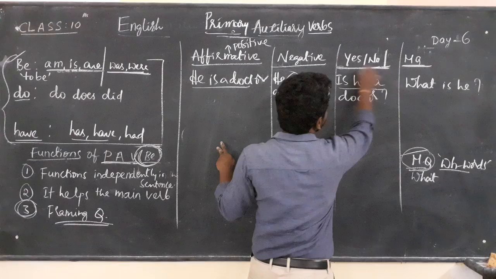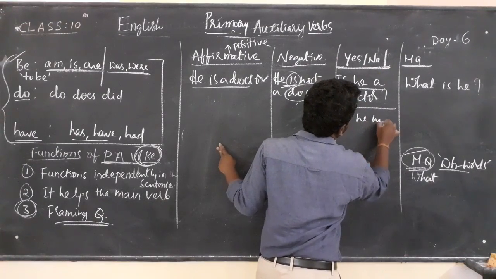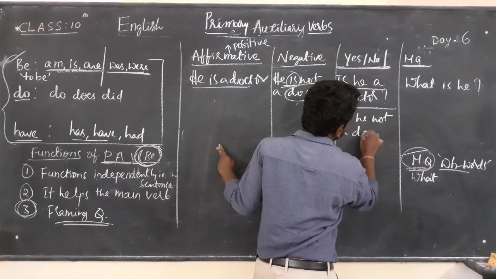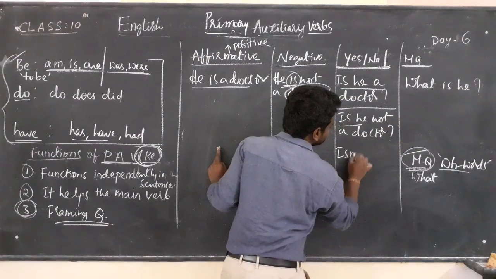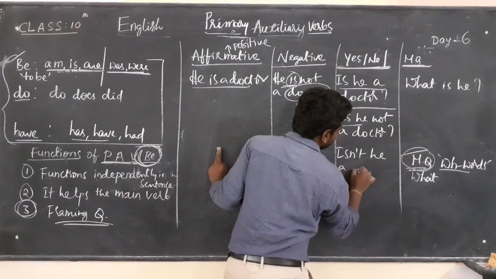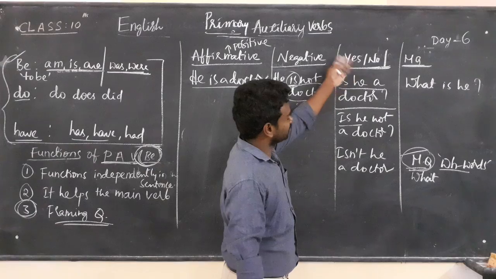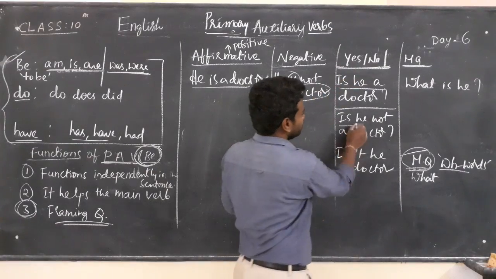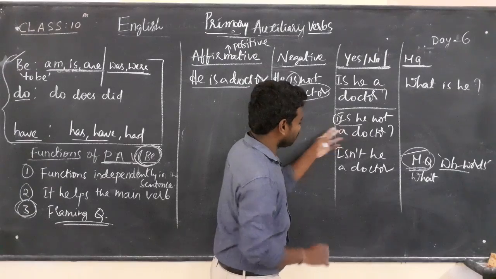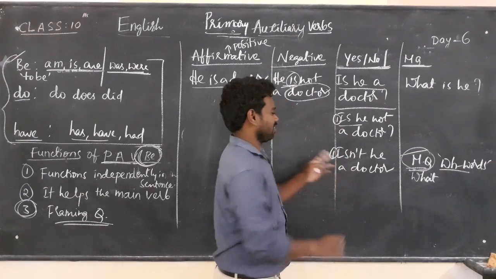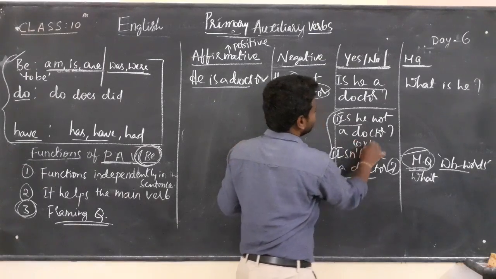In yes no questions there are also negative questions. Is he not a doctor? This is one model, and the other model is, isn't he a doctor? So the yes no question has an affirmative form and a negative form. Both are right ways of asking a negative question.